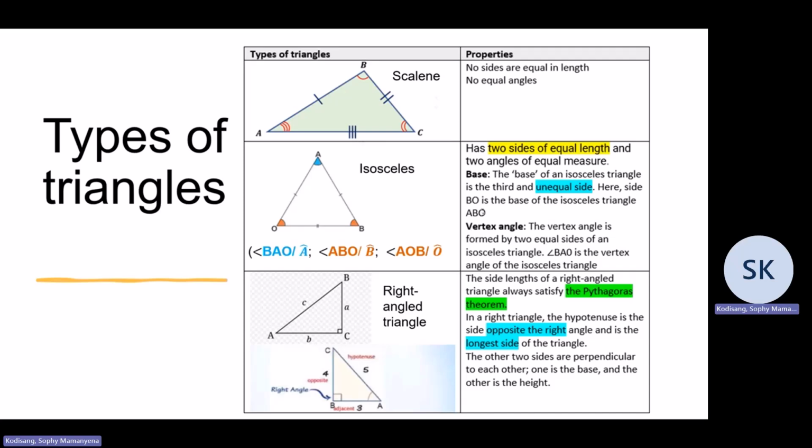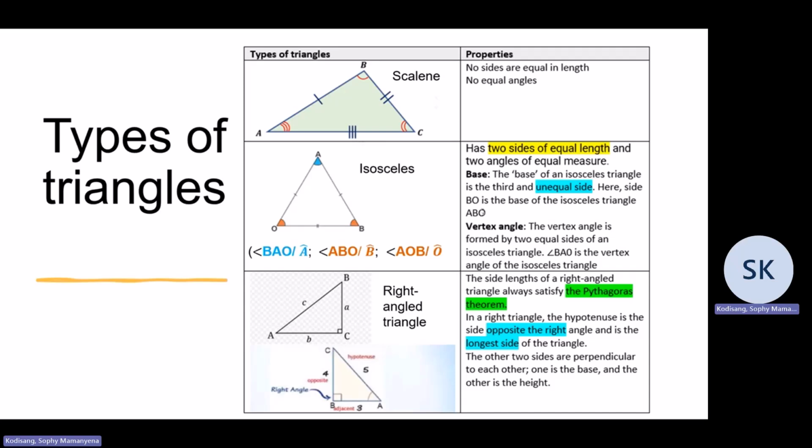Now the second example is an isosceles triangle. It has two sides of equal length. When you look at that triangle, it is triangle AOB. AO is equal to AB. And the third side, which is OB, is called the base. Now in an isosceles triangle, only two sides are of equal length. So you can see AO is equal to AB. One marking on AO and one marking also on AB.